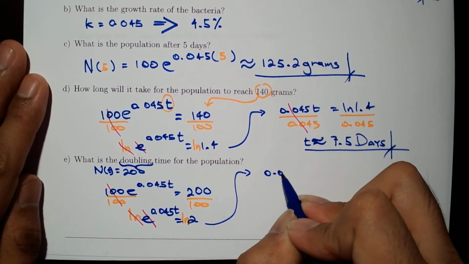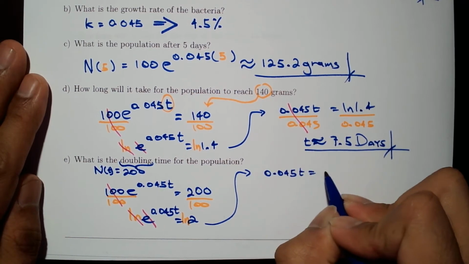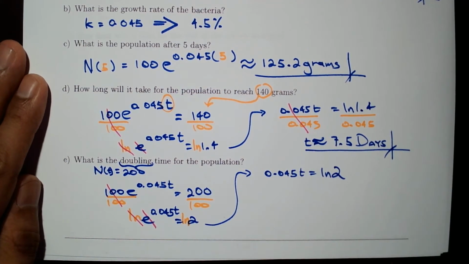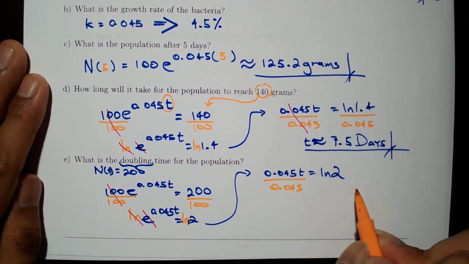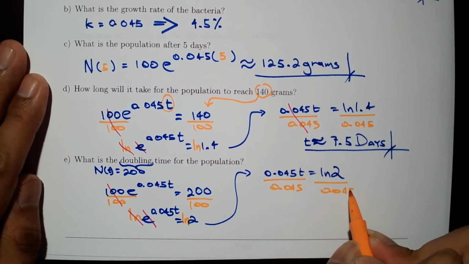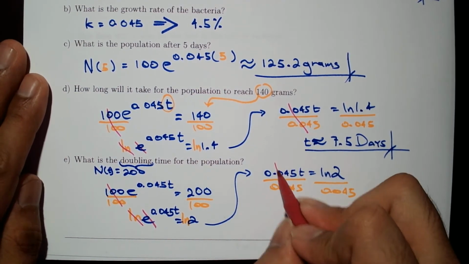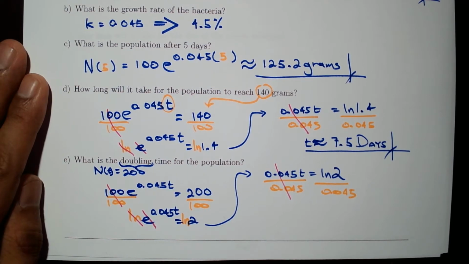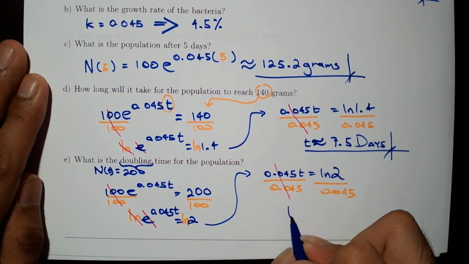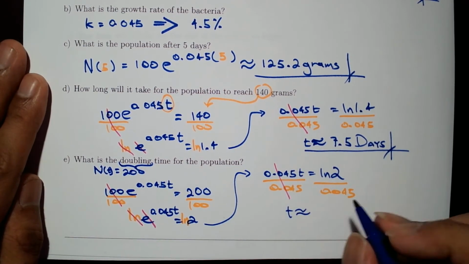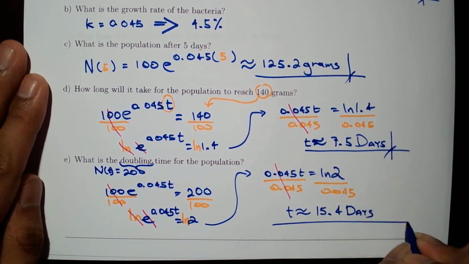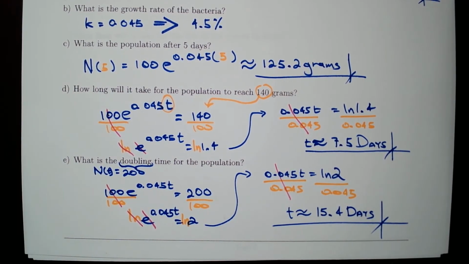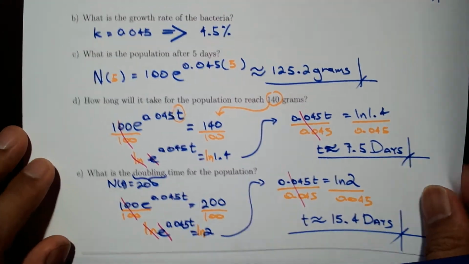So 0.045t equals ln of 2, and we simply divide both sides by 0.045 to get t by itself, which is our main goal. And using a calculator, I get t equals approximately 15.4 days. So this is one first example. Let's look at another example.